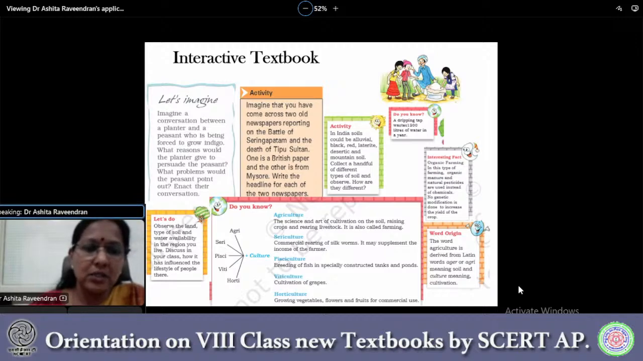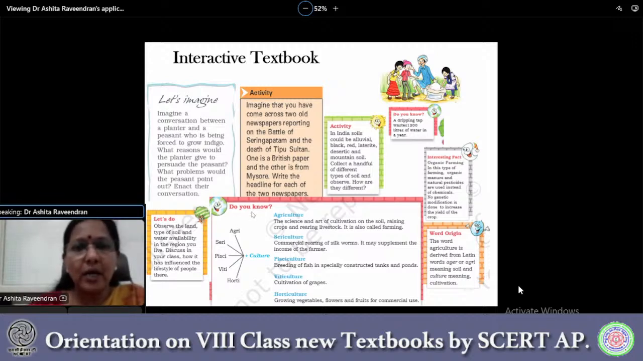Then there is a Let's Do activity. There you observe the land or the type of soil, which is different in different countries. How have land, soil, water, or resources influenced the lifestyle of the people? Let them make a chart about different localities. Climate is also a main factor. According to their lifestyle, the type of food that we eat is dependent upon the soil and the resources available there. For this understanding, they have given a Let's Do activity.